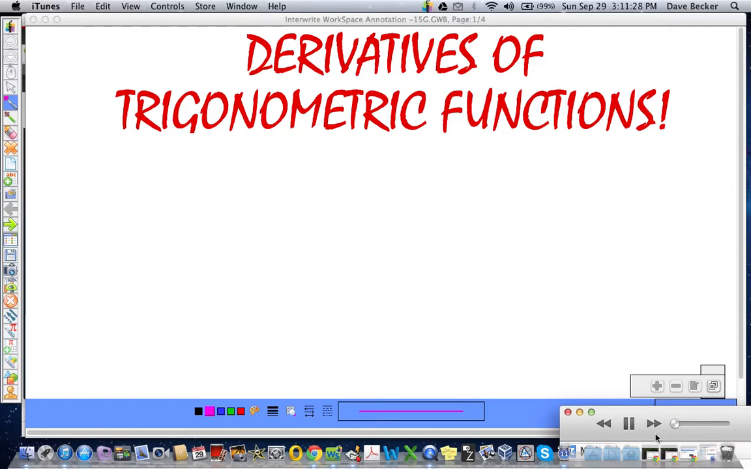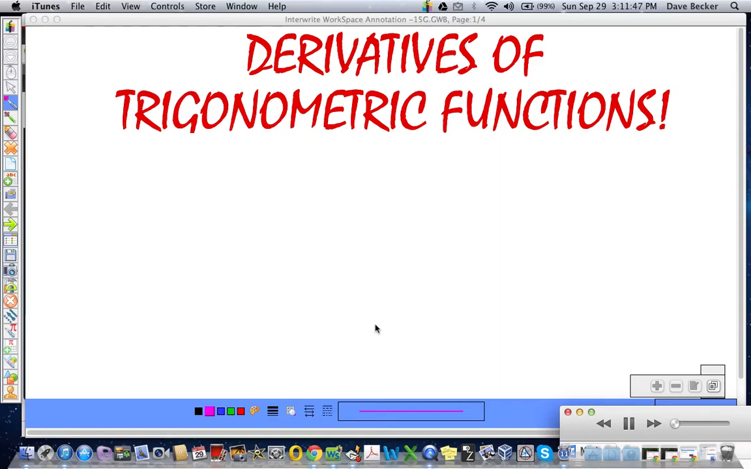I know that you can hardly wait for me because you want me to get to the calculus. Love the calculus. Today we are exploring derivatives of trigonometric functions, specifically the derivatives of sine, cosine, and tangent.